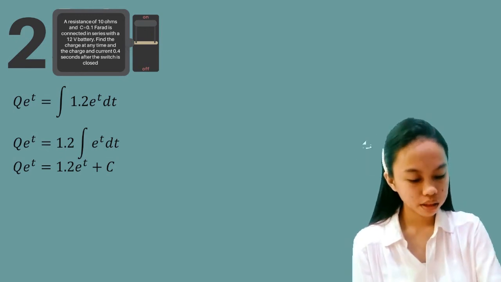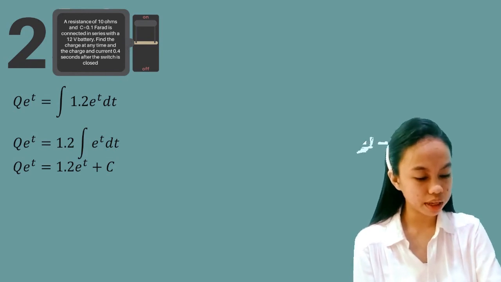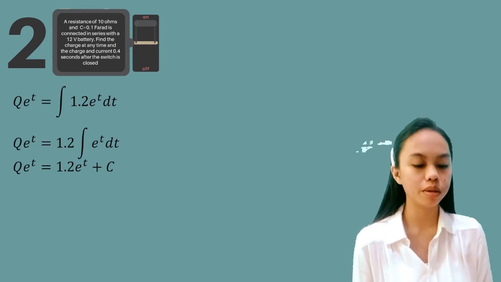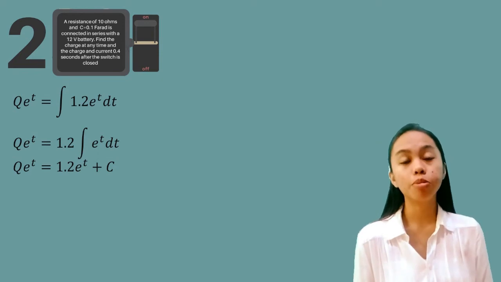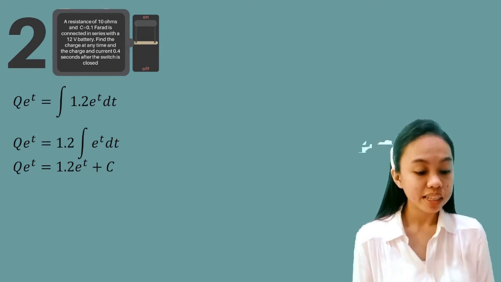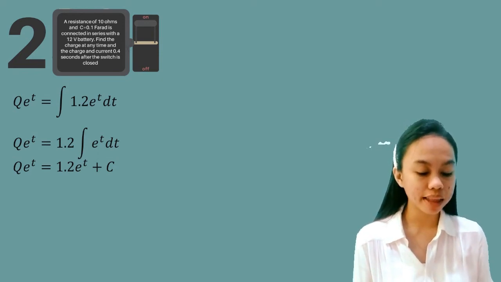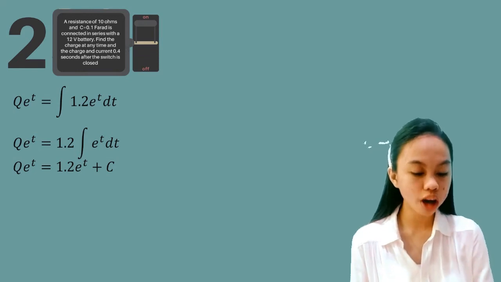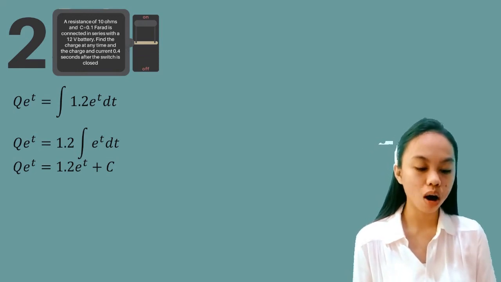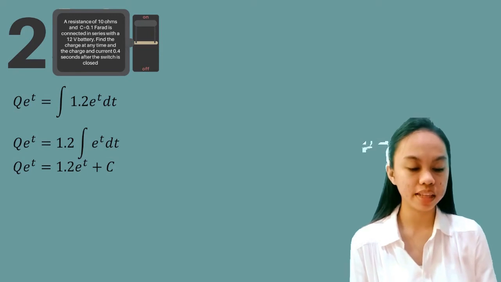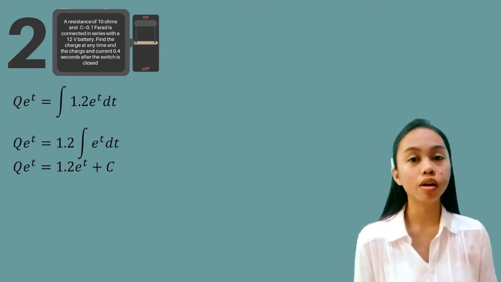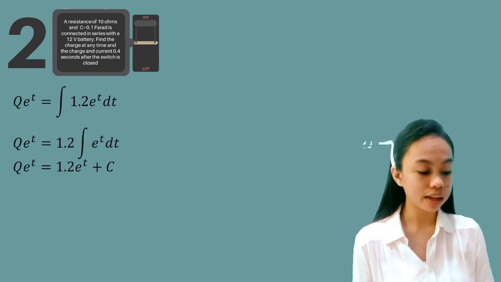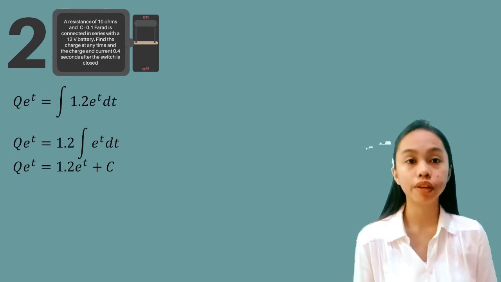This q e raised to the power of t equals 1.2 e raised to the power of t plus c is our partial general solution, since we cannot yet get the charge using this because the value of c is not yet given. So we are going to solve for the value of c. How are we going to solve for the value of c?